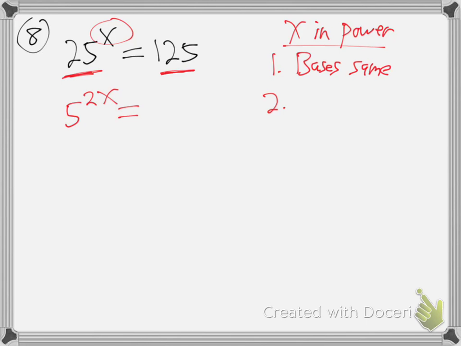It takes 3 of them, huh? 5 times 5 times 5, just 3 of them, and you find out you got 125. So this one must be 5 to the third. So we made the bases the same. Is that making sense how I'm doing that?